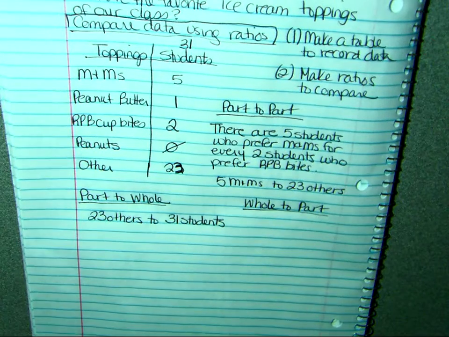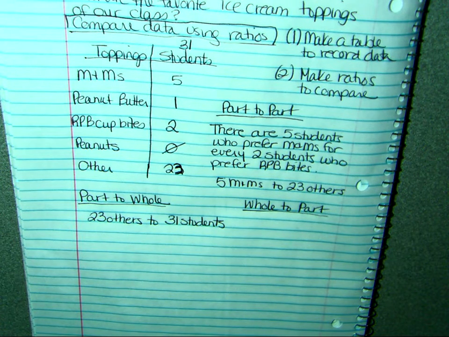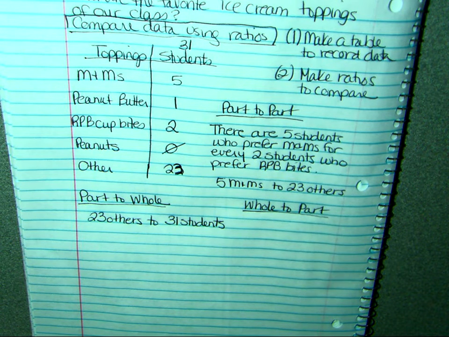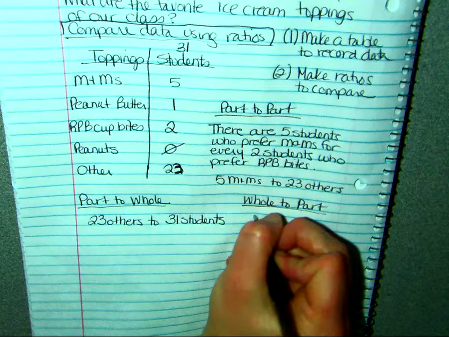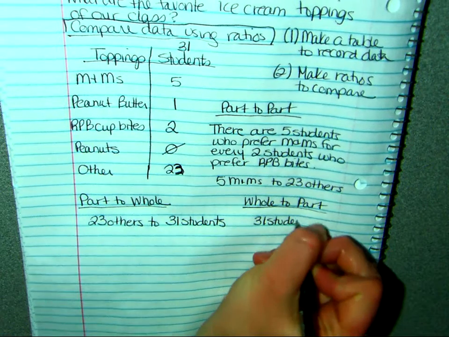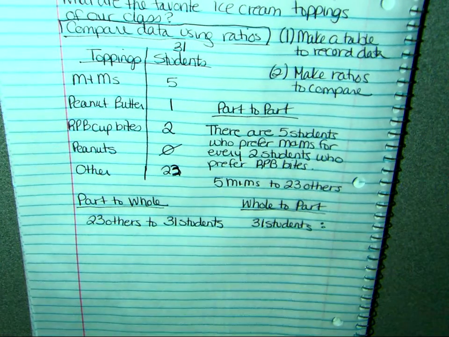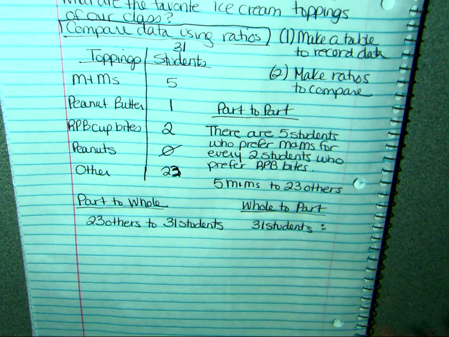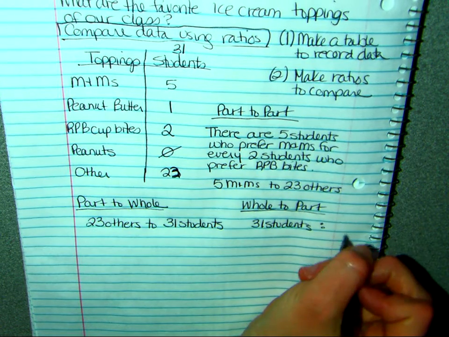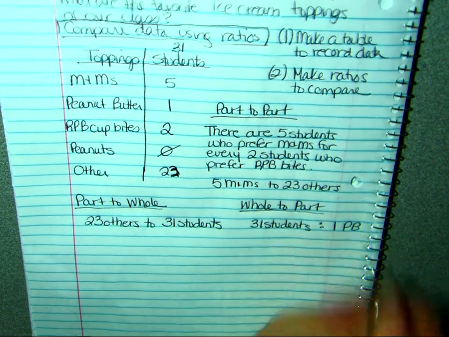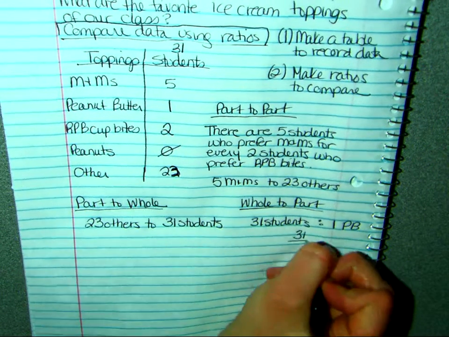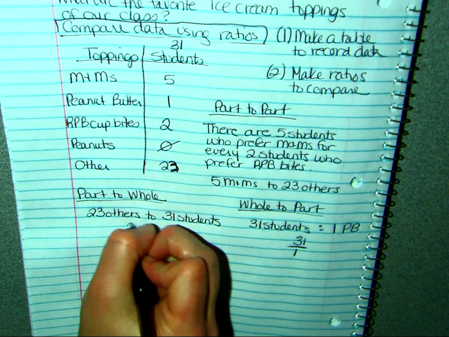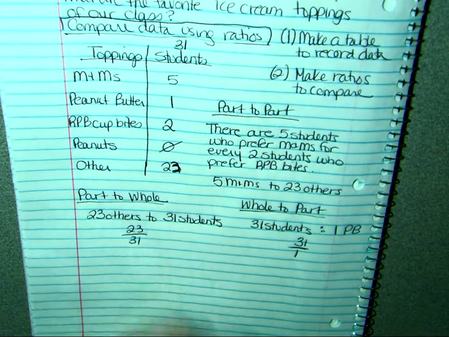Can you give me one for whole to part? Yes. Other and... So you're comparing 2 parts. We want to compare, so what is the full amount? How many students do we have total? 31. So 31 students to, you want to do others? Peanut butter. So we have 1 peanut butter. So we could also write 31 over 1, or this one would be 23 over 31. That would work as well.